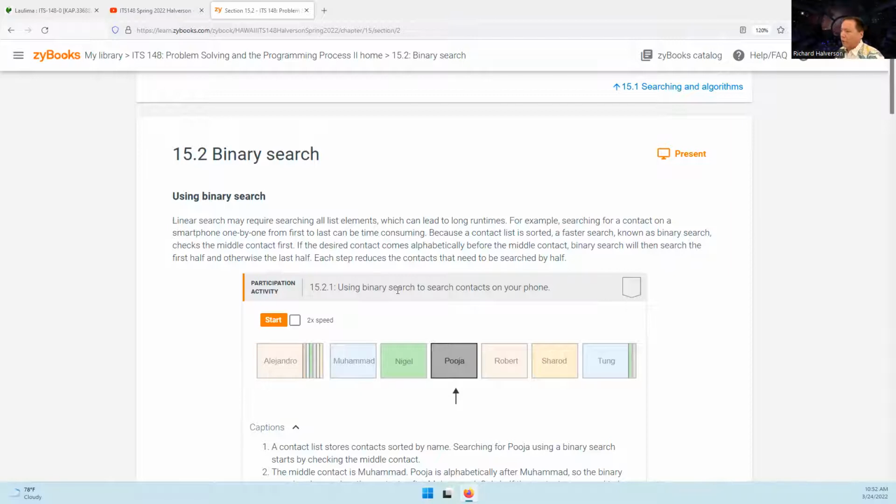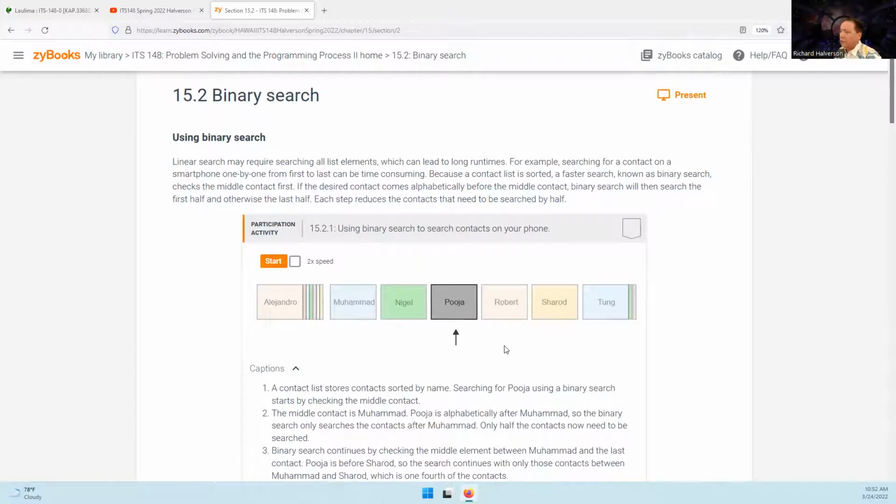All right, so the way binary search works is, the list is sorted, so you start by having a key value that you're looking for. Let's say you're looking for one of these names here.